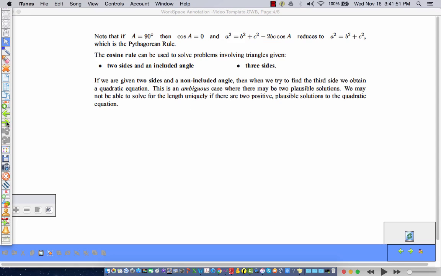So, okay. We can use the cosine rule. It's best used when we have two sides and an included angle. You'll see that in a second. Or if we have three sides and we're looking for an angle. Usually you want to use the sine rule if at all possible, but the cosine rule is powerful, and we'll talk more about that when we talk about the sine rule.